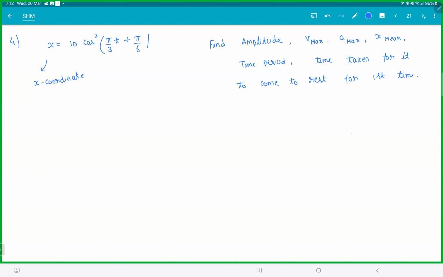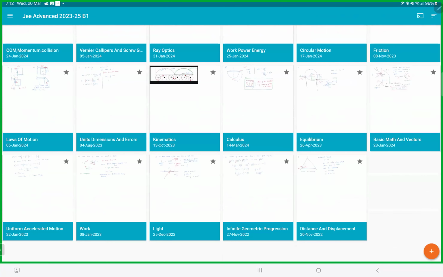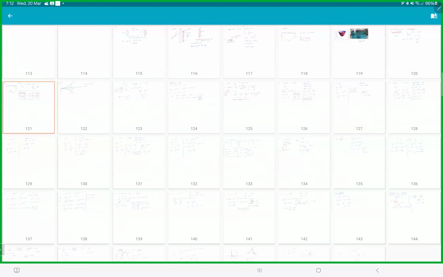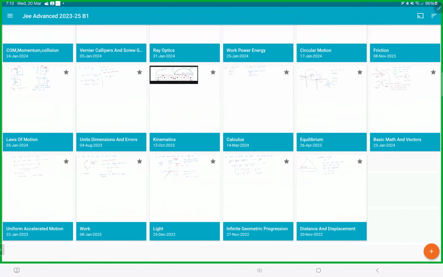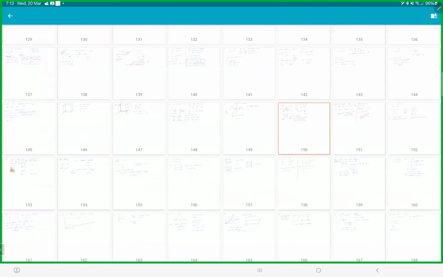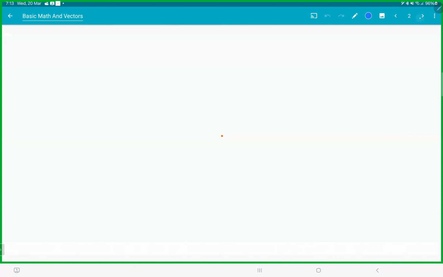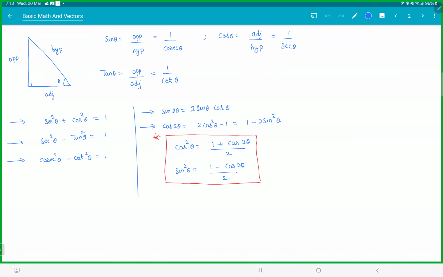How do we do this? Take a minute. Convert that cos square into sine to the power 1. There, let me help you out. So x is equal to 10, and if you remember, I told you this. Basic maths and vectors. Let's see, second page. This was the first day class, second page. I told you something, the red box. And I told you this will keep coming up in multiple places.